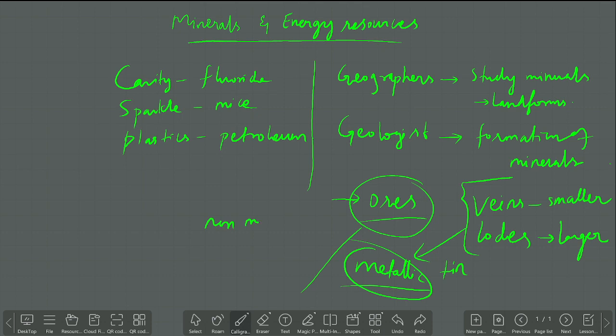In case of non-metallic, what will you say? Non-metallic, for example mica, will not possess all those metallic characteristics. Mica, salt, potash, sulfur, granite, limestone, marble, sandstone, all those.